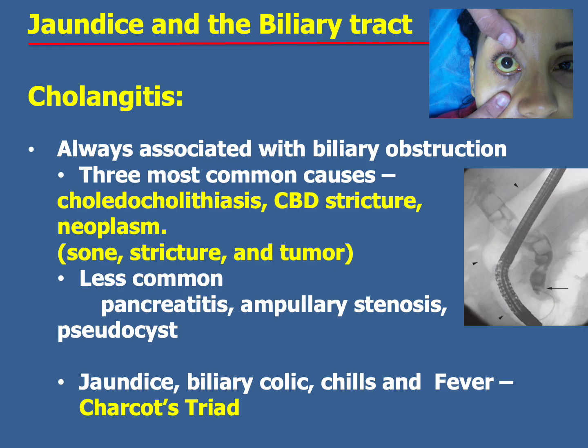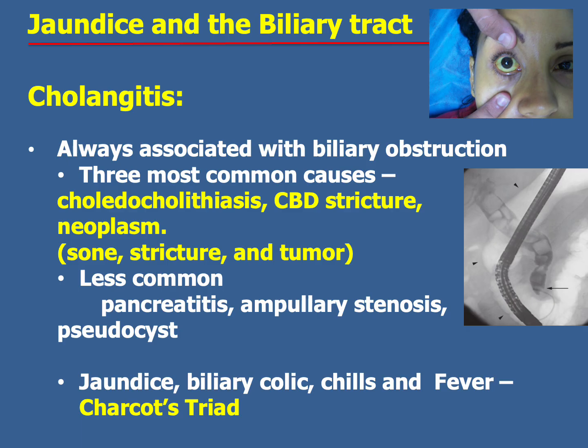Cholangitis is always associated with biliary obstruction. The 3 most common causes: choledocholithiasis, common bile duct stricture, and neoplasm. Stone, stricture, and tumor. Acute ascending cholangitis is a serious disease in which stones have reached the common duct, producing partial or complete obstruction and ascending infection. Patients are often older and much sicker.